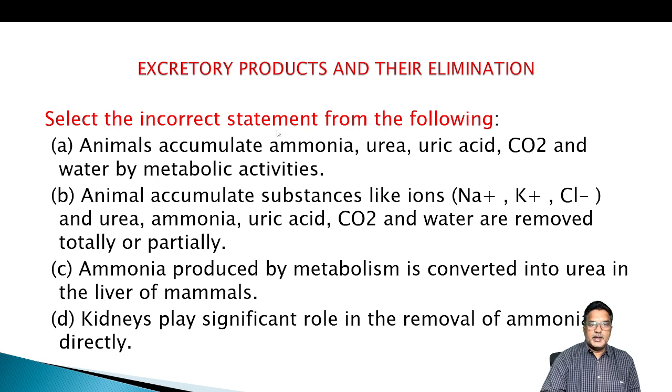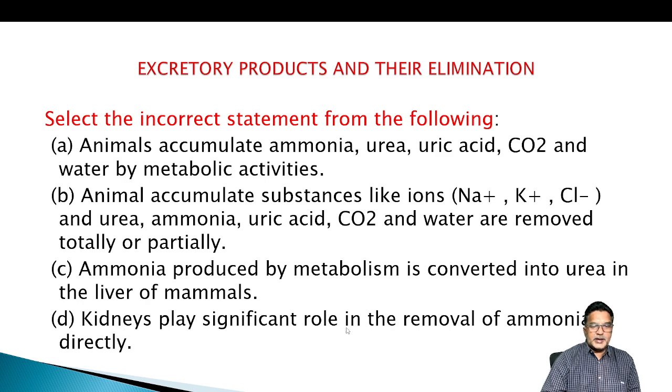The first question, select the incorrect statement from the following. Animals accumulate ammonia, urea, uric acid, carbon dioxide and water by metabolic activities as an excretory waste. Yes, true. Animals accumulate substances like ions, sodium, potassium, chloride and urea. Ammonia, uric acid, carbon dioxide and water are removed totally or partially. Okay. Ammonia produced by metabolism is converted into urea in the liver of mammal. Yes.